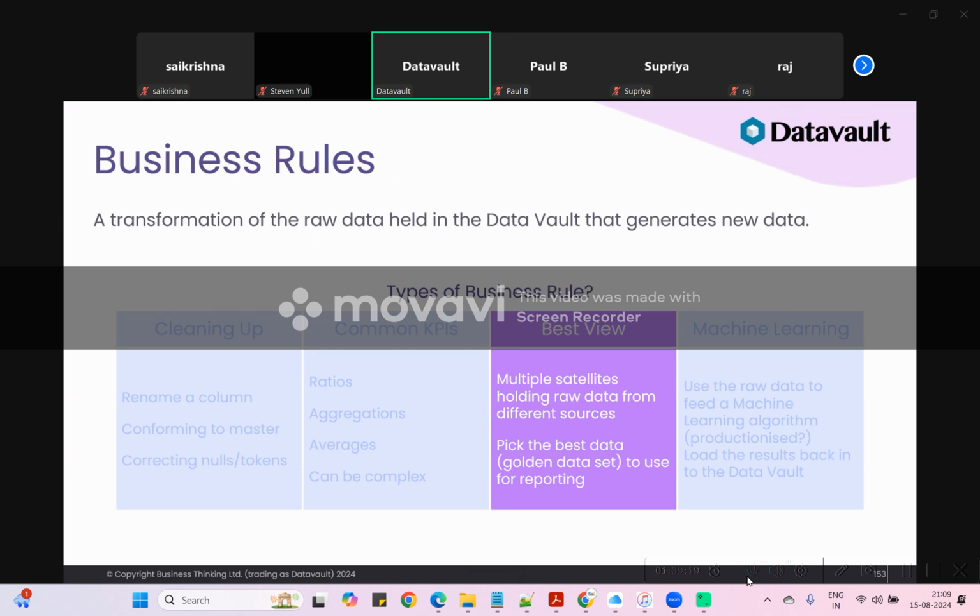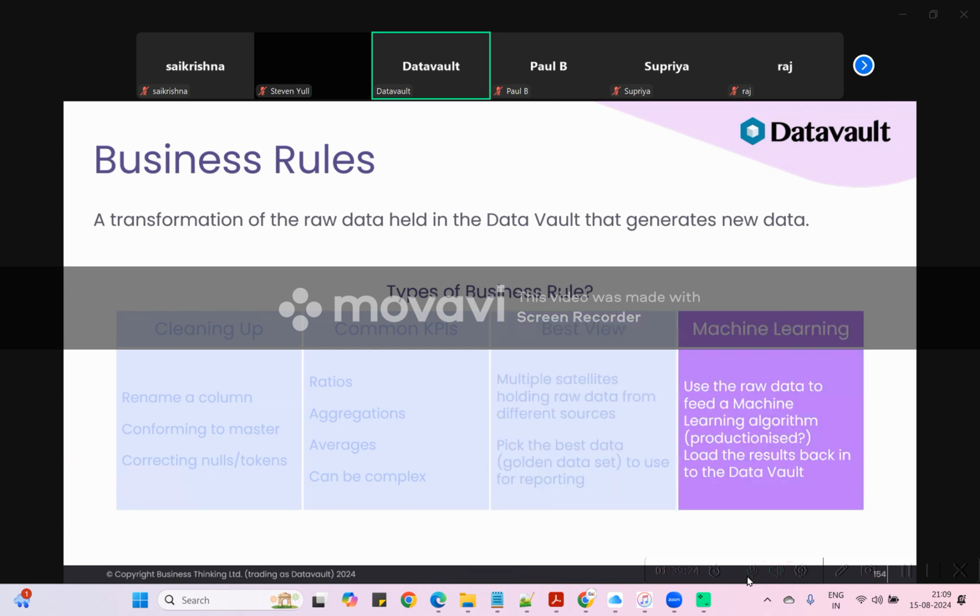and then we'll be creating a new satellite called a business satellite with that derived information on. And we may even stick some machine learning or Gen AI on the far end as well, and maybe take some results back from that back into the data vault.